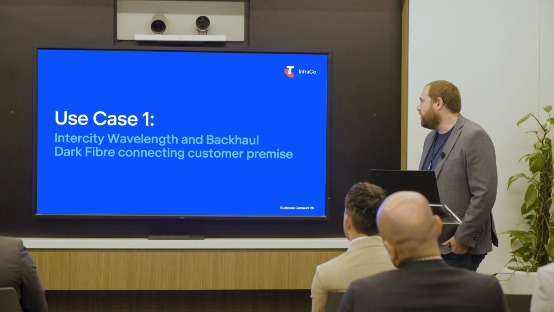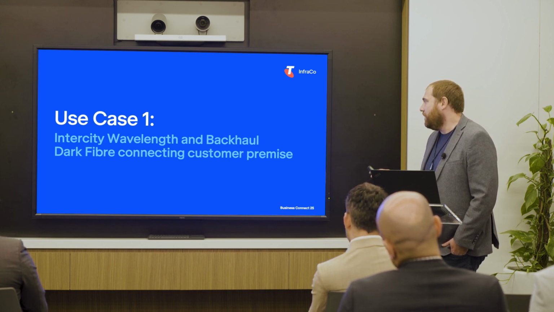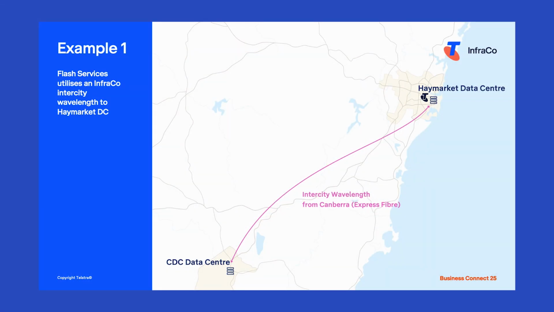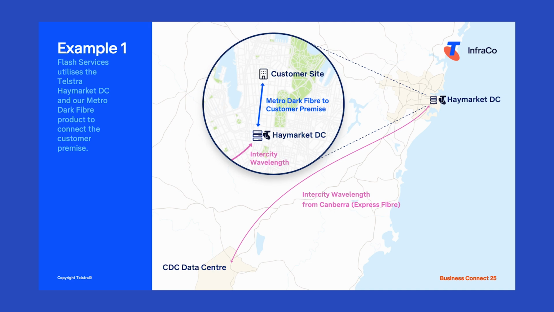Moving into the first use case, this is the intercity wavelength connecting through dark fibre to a customer presence. So if you look at what we've got here, pretty straightforward, right? Got something from CDC Data Centre in Canberra up to Haymarket Data Centre, which is a Telstra site in Sydney. Now, imagine the Reserve Bank. Reserve Bank want a service from Canberra Data Centre up to Haymarket Data Centre. Then you look in a little bit further here. You then have a metro dark fibre service from the Haymarket Data Centre to Martin Place as an example for the Reserve Bank, right?